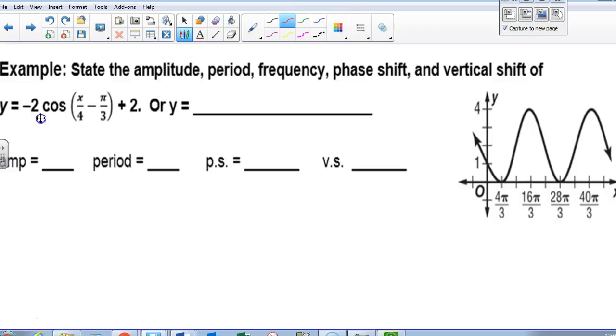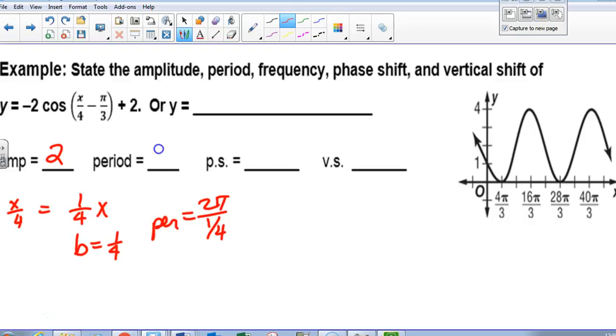What's the amplitude from this crazy equation? 2, not negative, right? It has to be positive. Amplitude is always positive. Okay, what is the b value? Not the period, but the b value. It's not 1 because of that over 4. It's 1/4, yes. X over 4 is the same as 1/4 x. So b is 1/4. What does that make the period though? 2 pi over 1/4, which is 8 pi.